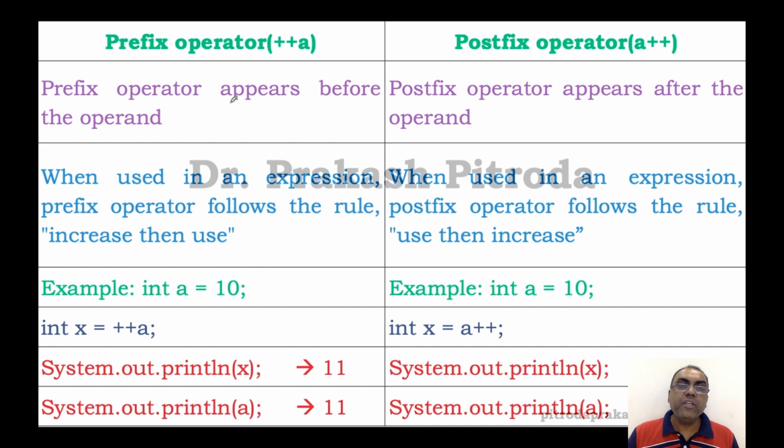In case of prefix, the operator appears before the operand, whereas in postfix, the operator appears after the operand. That's your first difference. And a very important rule that we have used just now: increase then use, and use then increase. In this case, we increase the value of the operand first, then apply it into the expression. Whereas in this case, we use the value first and then increase it in the memory. So that is what the meaning is.